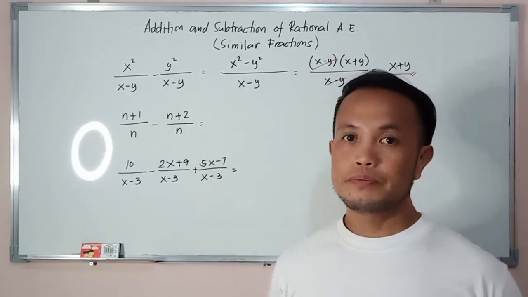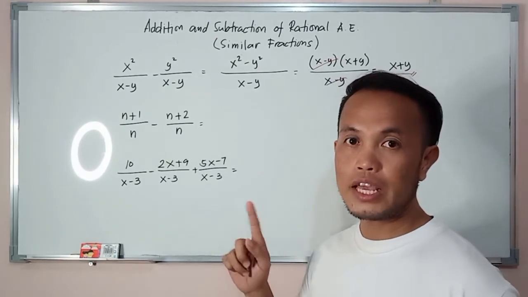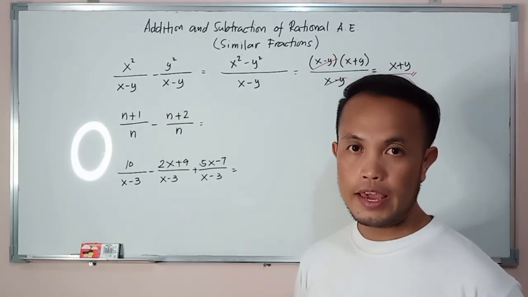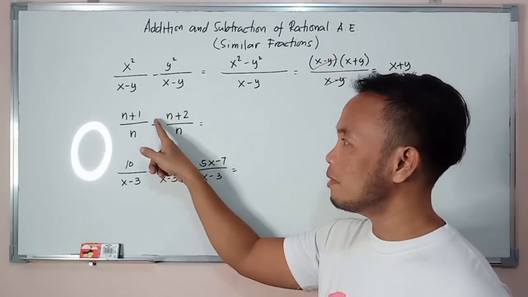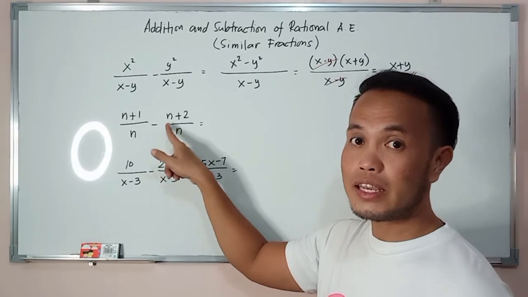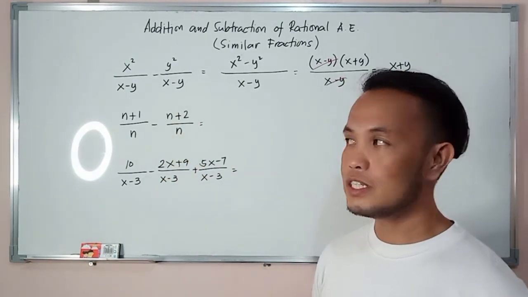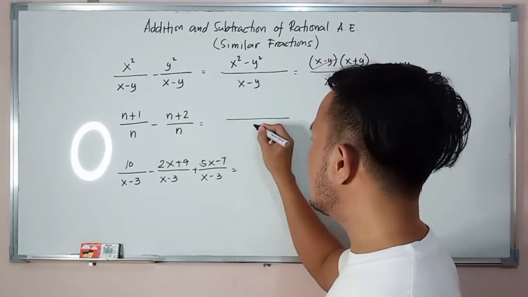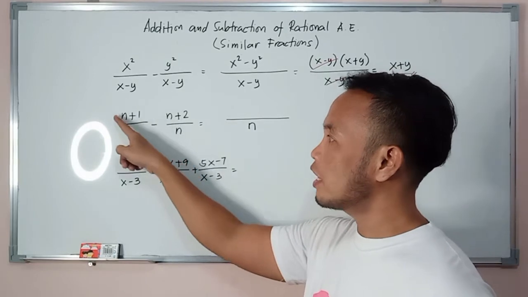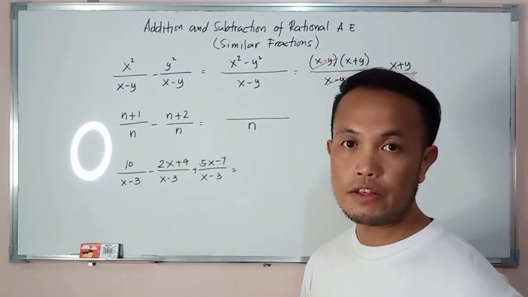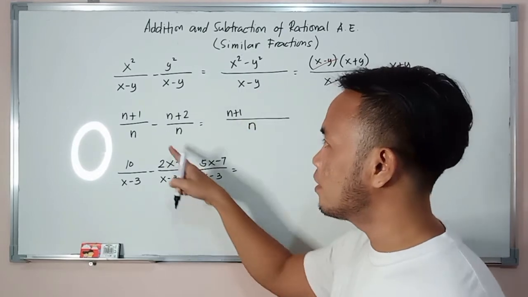Next example. So we have n plus 1 over n minus n plus 2 over n. As you can see, this is minus. You have to take note that this minus will determine the sign of the numerator in the second fraction. So what we need to do first is, of course, copy the common denominator, which is n. And afterwards, we copy the numerator of the first fraction, and that is n plus 1.